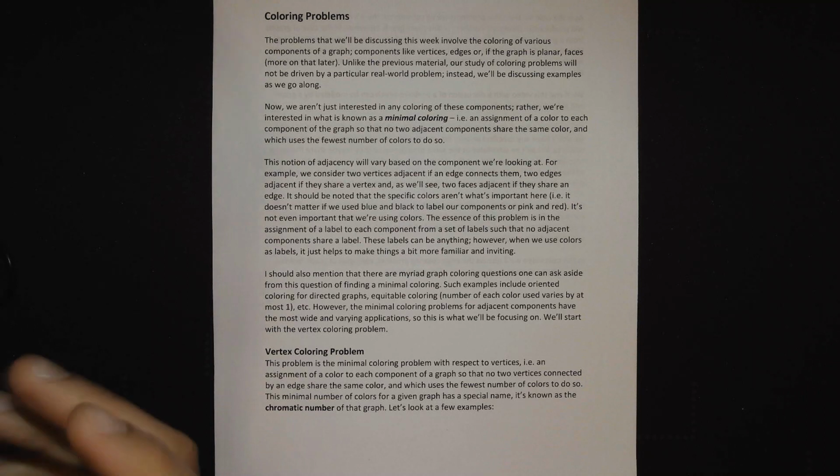Unlike the previous material, our study of coloring problems won't be driven by a particular real-world problem, right? So when we were looking at the study of Hamiltonian circuits, we were looking at the traveling salesman problem and the vacation planning problem. In the case of Euler circuits, that was done in the context of the postman problem and so on. So in this instance, we'll just be discussing these coloring problems, and as we go along, we'll talk about examples, right? So they won't be the main focus.